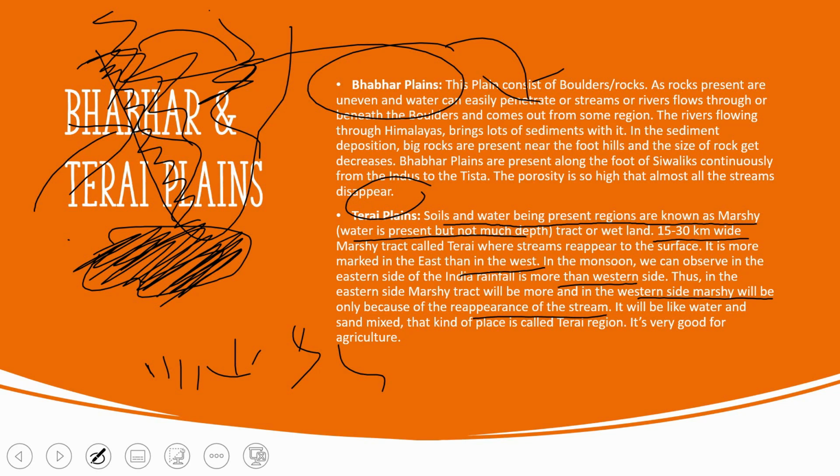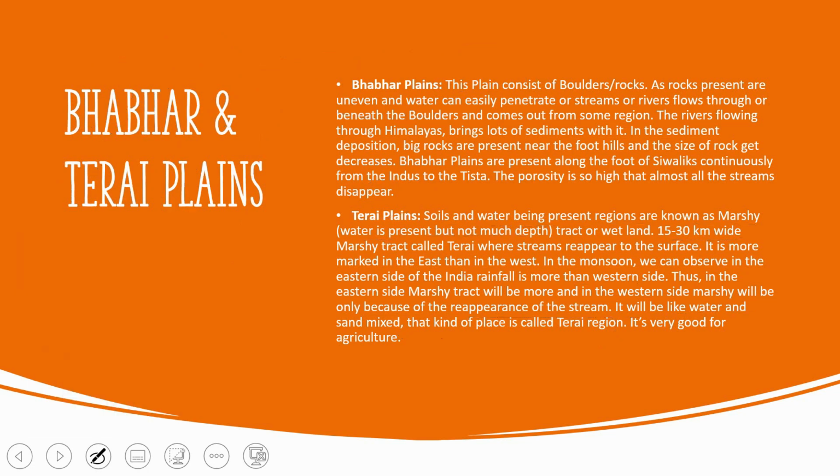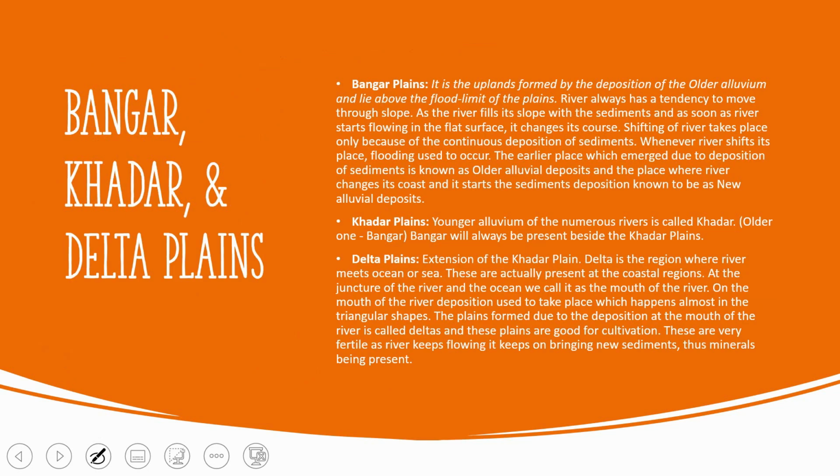Rains play a role but not much, and it will be like water and sand mixed. That kind of region is called Terai region, and it is very good for agriculture. Lots of minerals and humus are present in this kind of soil. Okay, so you understand that in Bhabhar Plains rivers disappear and in Terai Plains the river reappears.